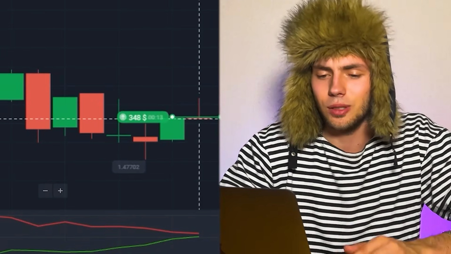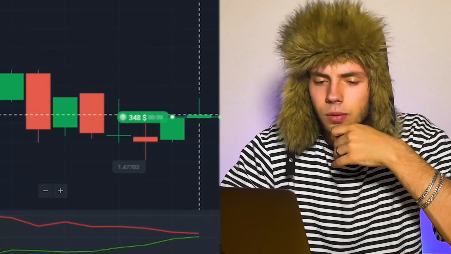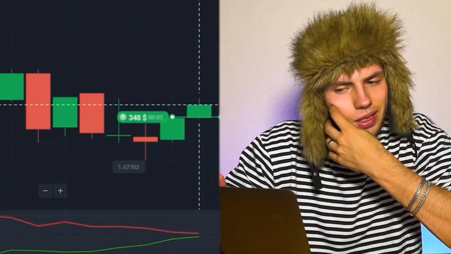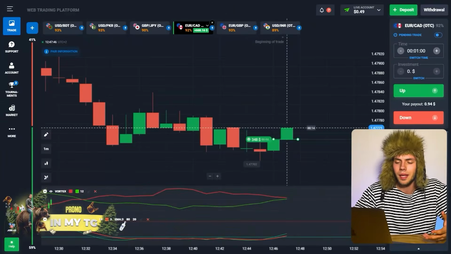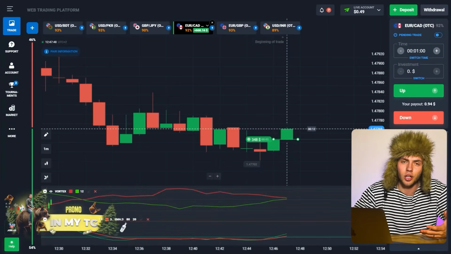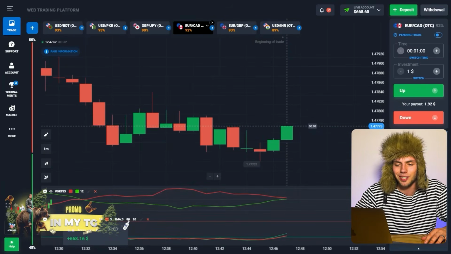Okay. Well, if you take a look at the stochastic oscillator, I can say that we were in such kind of oversold zone, but the situation is starting to change basically. Let's be a bit patient. Oh yeah, the trade is closed, 668. Already more than 10 times our balance, the amount that we started with.